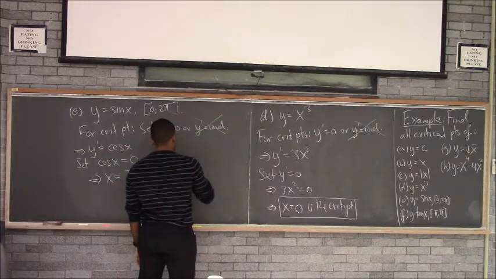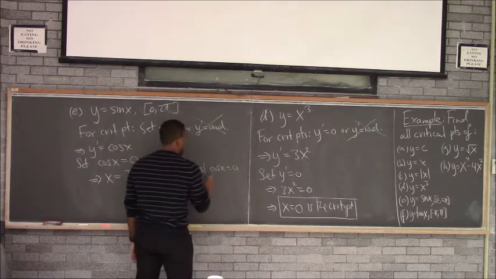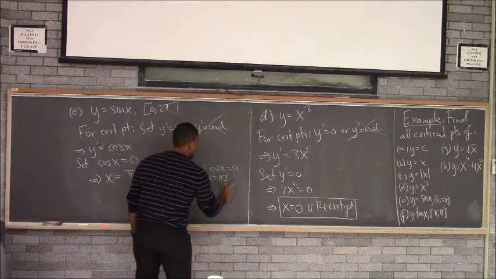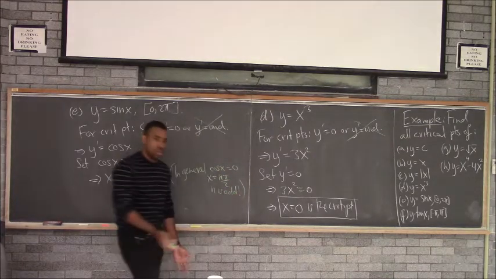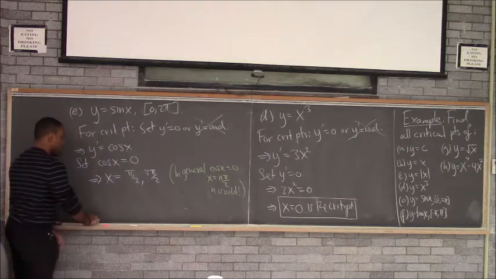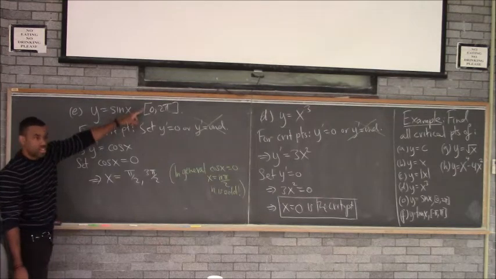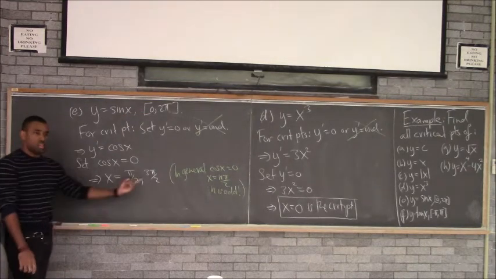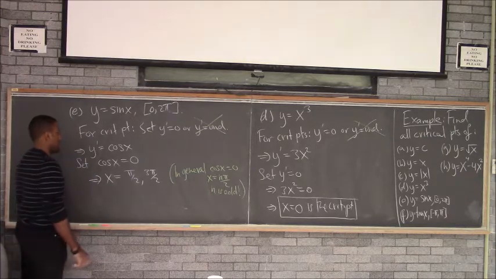In general, cosine x equals 0 for x equals n pi over 2, where n is odd. That's something you should know. So every odd multiple of pi over 2, our cosine will hit 0. Within that interval, it'll hit 0 at these 2 points. So those are the critical points.